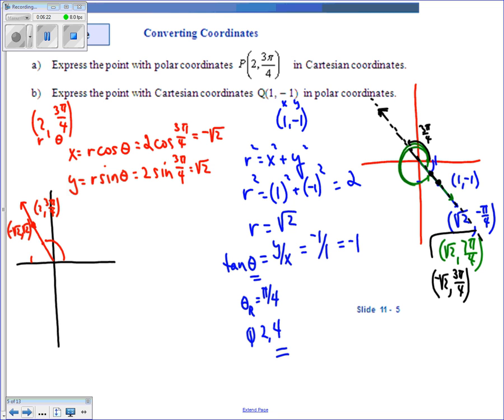So most likely the 7 pi over 4 is the one that you'll expect, but notice I had to plot that point in order to see that it really was in quadrant 4. Otherwise, I didn't know what angle to give it, whether to give it an angle in quadrant 2 or quadrant 4. So plot the point, and it's especially important when you're going from Cartesian to polar coordinates.